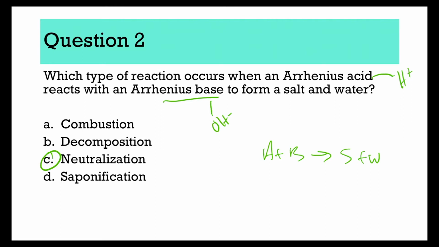We haven't really talked about combustion reactions. That's when we get to organic chem. Decomposition, well, nothing's breaking down. Neutralization reactions are a type of double replacement. And the last one, choice D, saponification. That's actually how you make soap, but that's an organic reaction, which we will get to eventually.